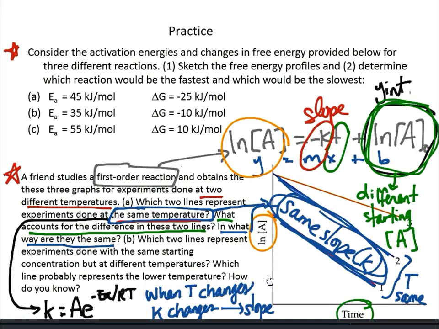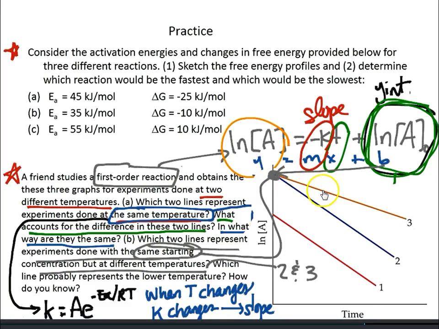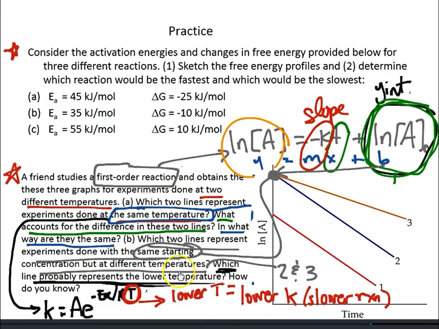Which two lines represent experiments done with the same starting concentration but at different temperatures? Those are going to have the same y-intercept, but they're going to have different slopes. So here, 2 and 3 have different slopes but the same y-intercept. Which one is the lower temperature? The lower temperature is going to be the one that has a lower K value, because as temperature goes down, the rate goes down, and that's because the rate constant is going down. So lower K means it has a lower slope. So the lower temperature is going to be the one with the lower slope, which is 3.